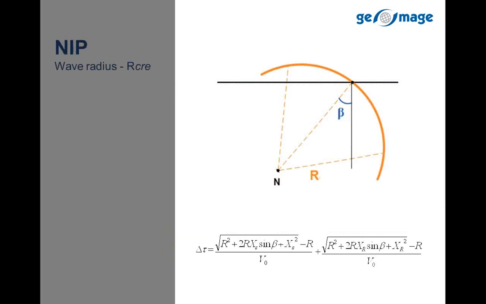And then, assuming these two radii of curvature to be equal, we shrink in fact the reflection surface to a point. In this figure it's point N. And the two radii R_CRE and R_CEE become equal, here just R. And the multifocusing formula becomes very similar to the double square root equation of prestack time migration.